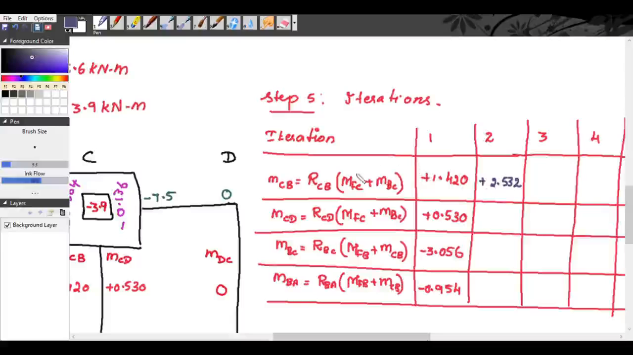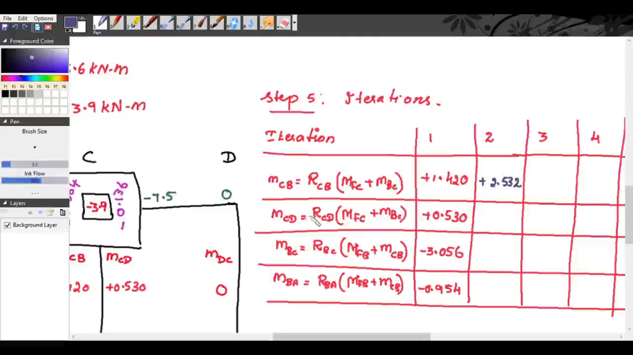Throughout the iterations, you have to use MBC equal to what you found at the last. The capital M remains the same, only the small m changes. For the second iteration, we get MCB as plus 2. For these two cases you have to use this value. Now for these columns you have to use MBC, minus 3.056. In MCB, throughout the iterations, you have to use whatever you found at the end. Capital M remains the same, only the last m you have to use.